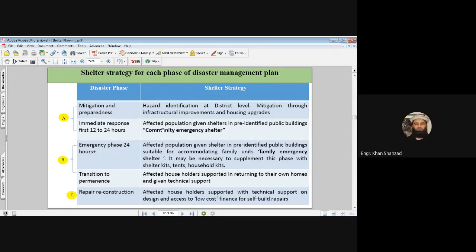So affected population or the people who have been affected, you have to give them shelters in pre-identified public buildings. Like I told you, you can ship them to the schools or colleges or some other public sector buildings. Community emergency shelters, you can ship them to the evacuation center or community emergency shelters. The next phase is the emergency phase, 24 hour plus.